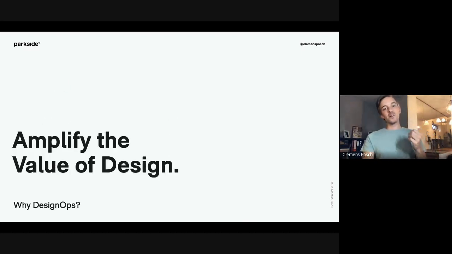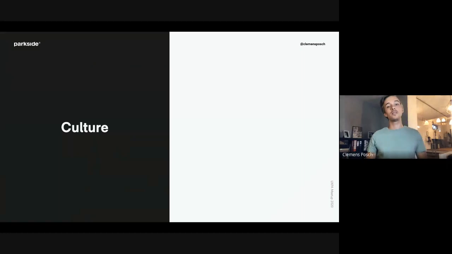DesignOps is the orchestration and optimization of people, processes, and craft in order to amplify design's value and impact at scale. But what does that really mean? Let's have a closer look and begin with dissecting DesignOps so we can break it down into three main categories. First is how we work together. Let's call it the culture. It's the human resource part of what is basically just, we're a bunch of humans, we're working together, and designers are unique. How do we make sure that designers have what designers need?